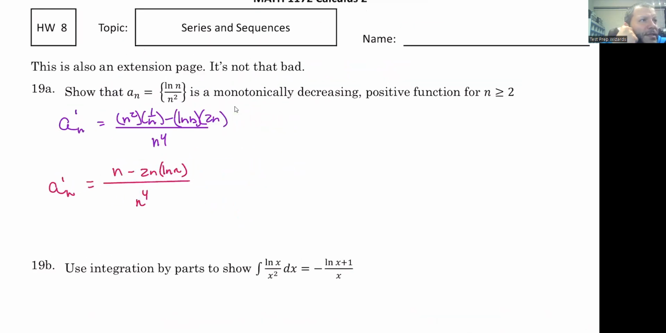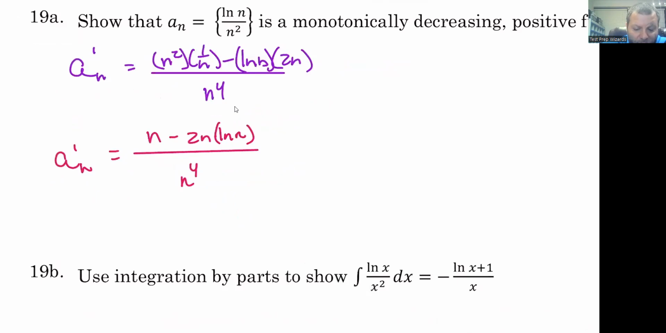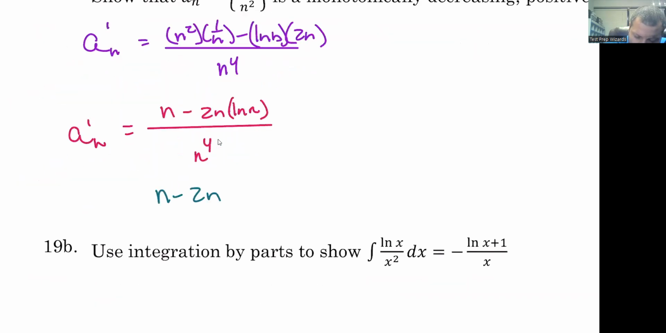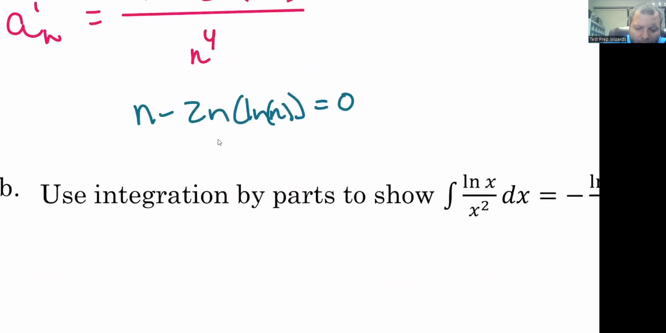So we want to show that this is a monotonically decreasing positive function whenever n is greater than 2, right? So for starters, let's try to find our critical values. So when would this function be equal to 0? That's going to occur when n minus 2n times the natural log of n is equal to 0. So I can do a couple of things. I can factor out an n here. So I'm going to get 1 minus 2 natural log of n equals 0.